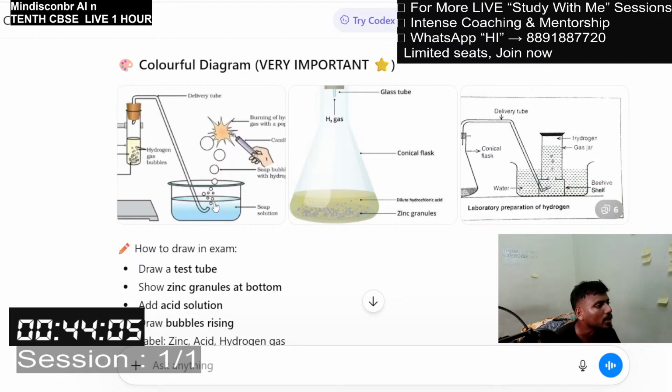to a soap solution. When soap and hydrogen gas combine, it produces soap bubbles filled with hydrogen. So when we bring a candle or matchstick near these bubbles, it burns, because burning of hydrogen gas occurs with a pop sound.